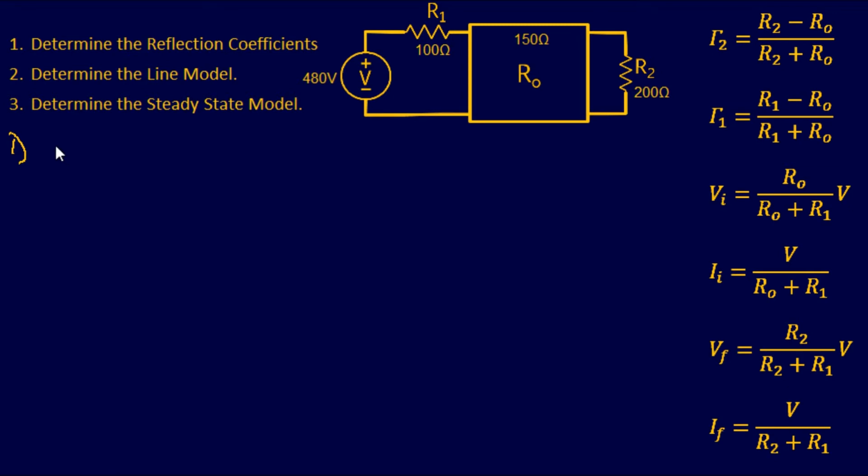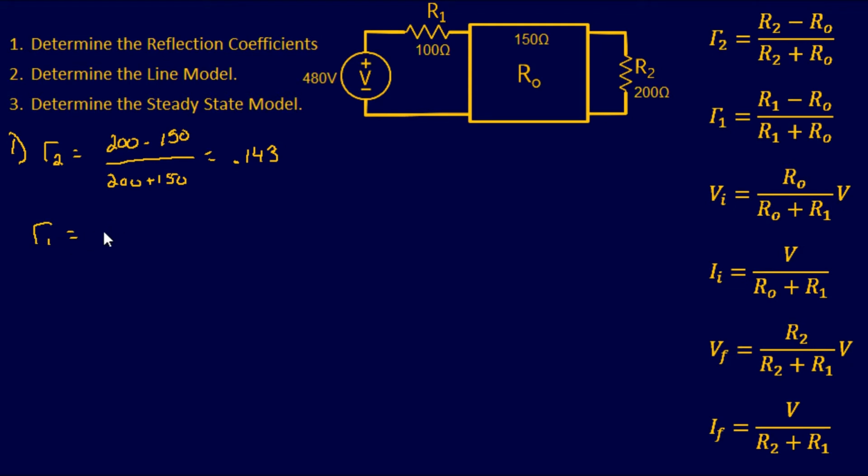So, for the first one, let's go ahead and do our load side, which is going to come out to be R2, which is 200 ohms, minus the characteristic impedance, 150 ohms, over, and this is R2 plus characteristic impedance, so it's 200 plus 150, and we can plug and chug that one in our calculator, giving us an answer of 0.143.